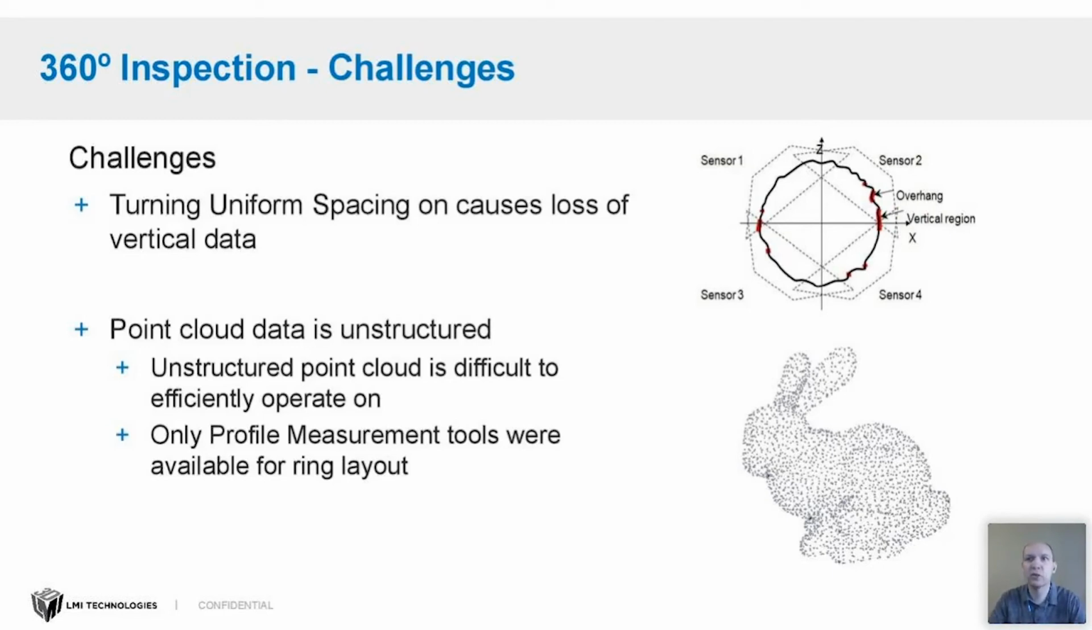actually unstructured. There's no specific order to the points when you're merging the data from multiple sensors together, because they just get added. The points just get concatenated together in arrays, but there's no clear order in 3D space really with those points. So that's difficult for us to operate on efficiently. And for that reason, we currently only offer profile measurement tools for ring layout, and we don't have any raw surface mode measurements that would allow you to operate on this point cloud data.